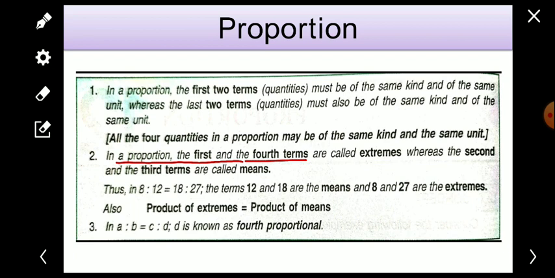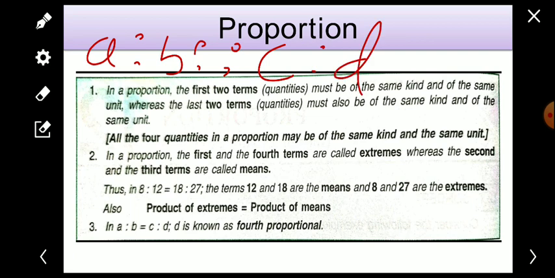In the proportion, the first and last, it means the first and fourth terms, are known as the extreme terms, and the second and third are called the means, or middle terms. So here, if we talk about it, suppose this is the ratio. Suppose the proportion A is to B is proportional to C is to D.